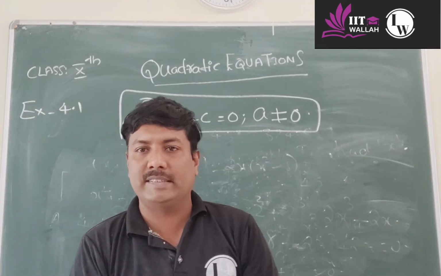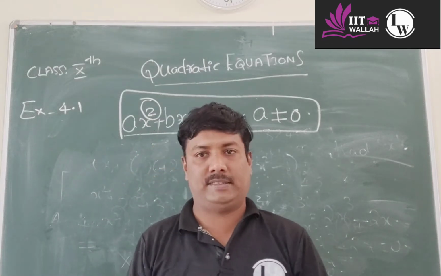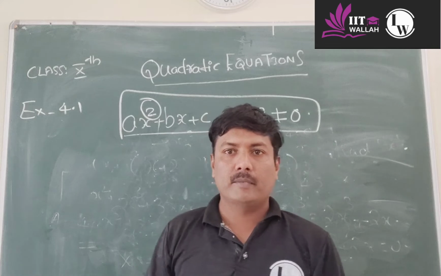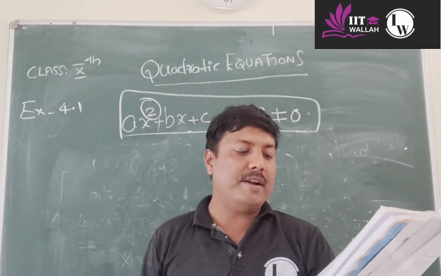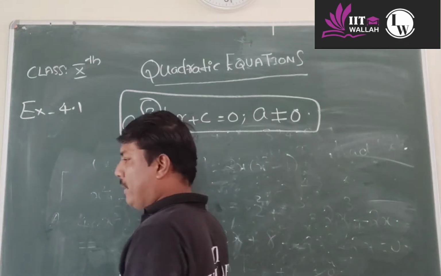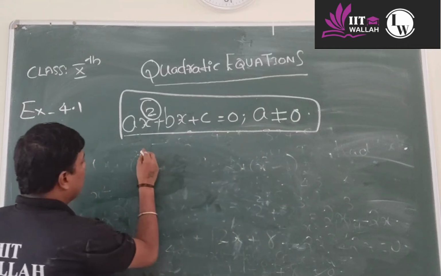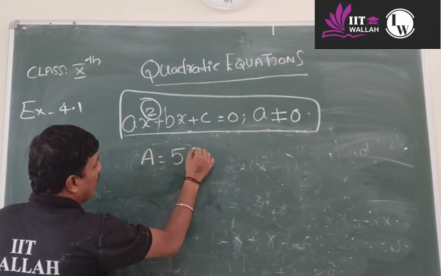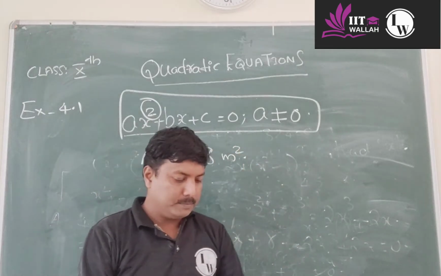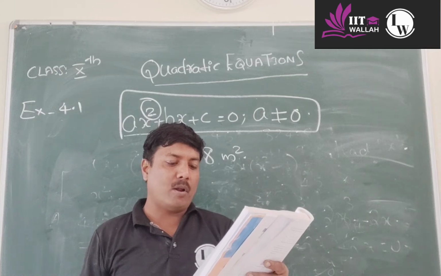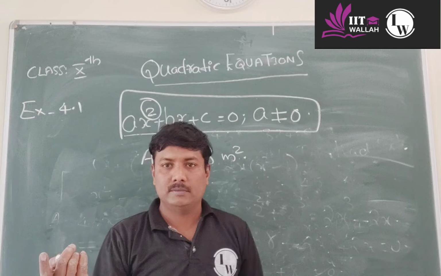So the first exercise is dealing with these types of questions. And some word problems we will see. Represent the following situations in the form of quadratic equations. So the first question is, the area of a rectangular plot is 528 meters square. That means the area is given, 528 meter square. The length of the plot in meters is 1 more than twice its breadth.